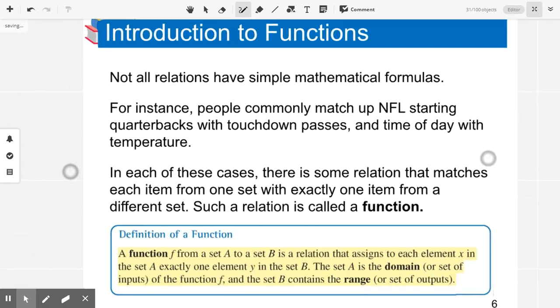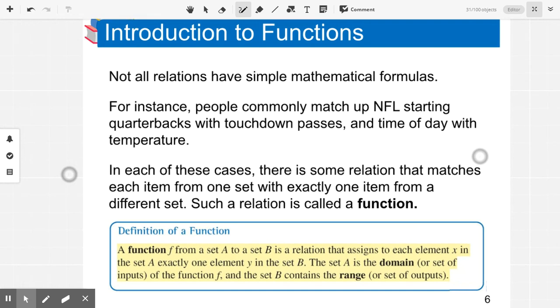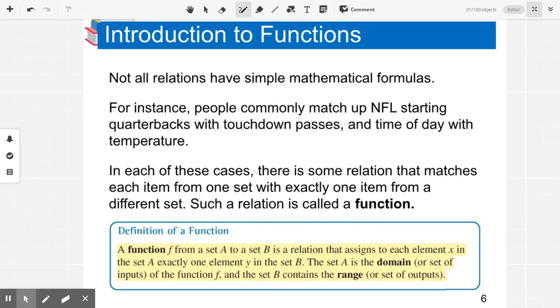Not all relations have a simple mathematical formula. For instance, you could match up an NFL starting quarterback with number of touchdown passes. There's no real formula for that, right? Ryan Tannehill, how many touchdown passes did he throw last year? Lamar Jackson, how many touchdown passes did he throw last year? That's comparing two things, quarterbacks and touchdown passes. That's a relation. The time of day and what temperature is. That's a relation. Earlier in the day, it's usually cooler. Afternoon, it's hotter. But that is a relation, comparing two things there.